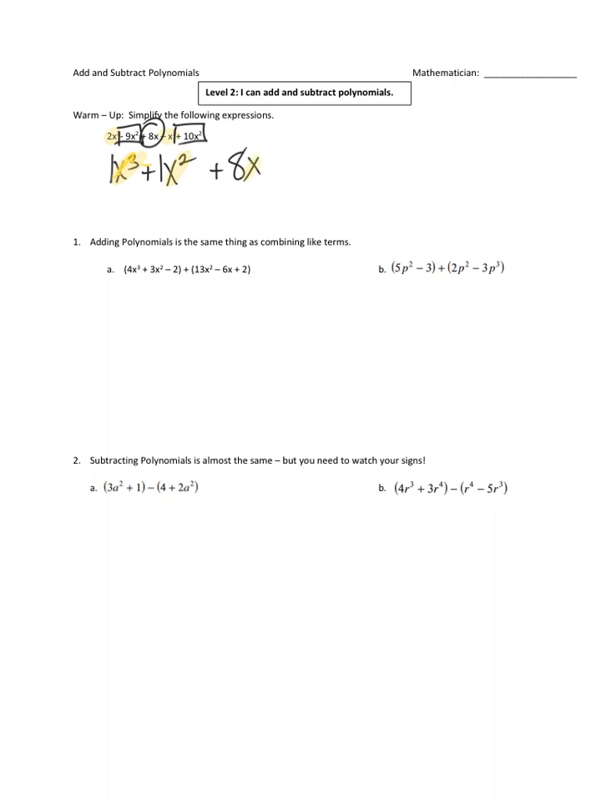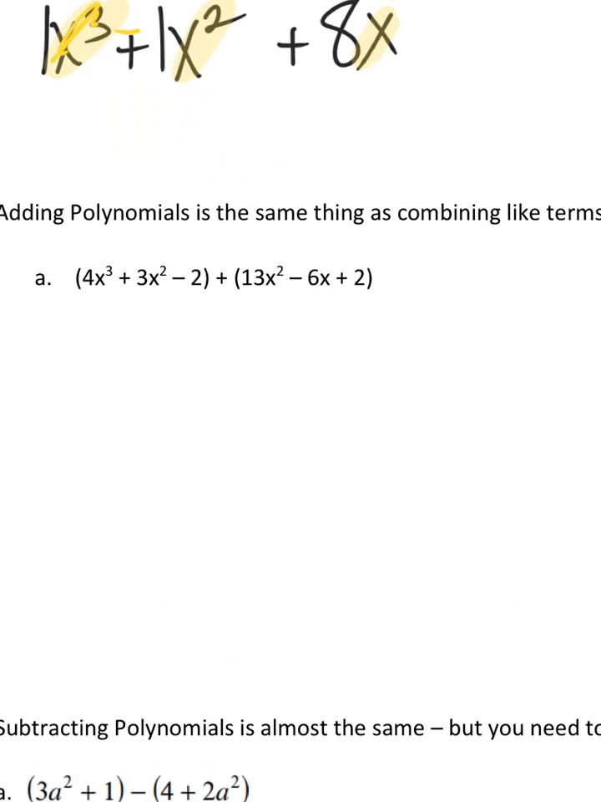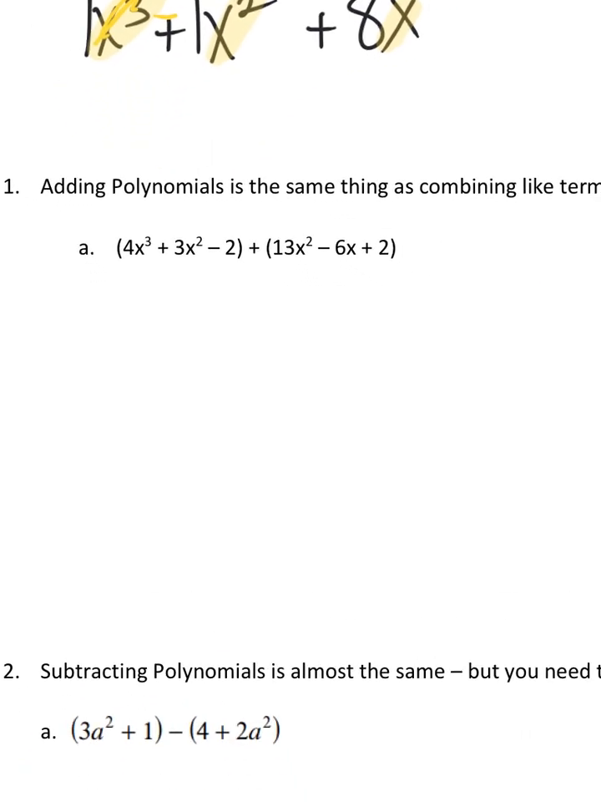And so when we talk about adding polynomials like down here, it's the same idea. You are literally just putting your like terms together. So I see I have 4x cubed here, and I don't see any other x cubes anywhere else in this problem. So I'm just going to copy that down. So I have 4x cubed.